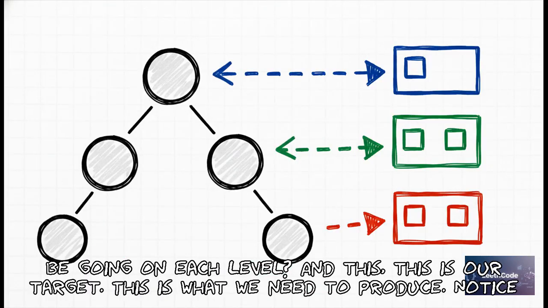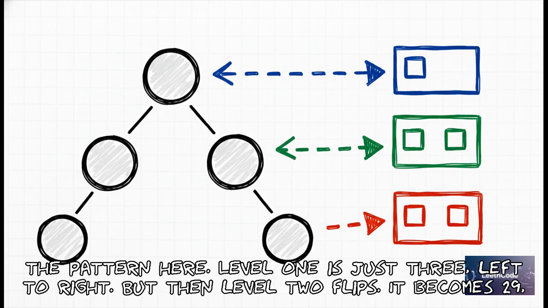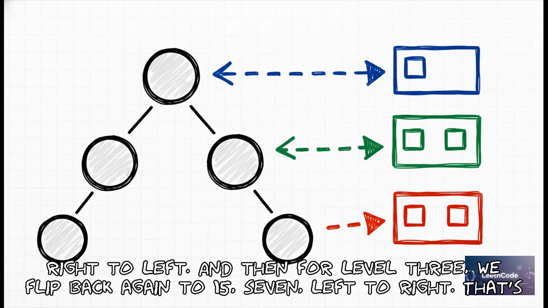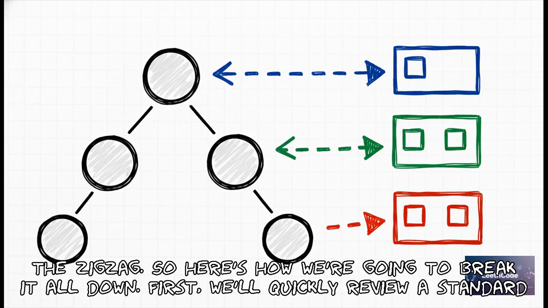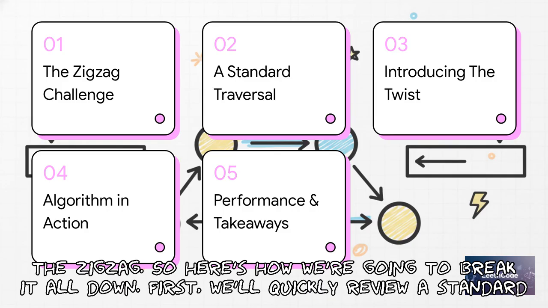And this is our target. This is what we need to produce. Notice the pattern here. Level 1 is just 3, left to right. But then level 2 flips. It becomes 20, 9, right to left. And then for level 3, we flip back again to 15, 7, left to right. That's the zigzag. So here's how we're going to break it all down.